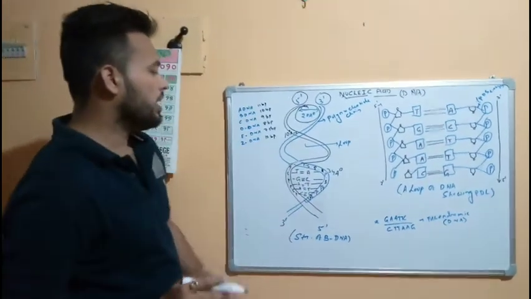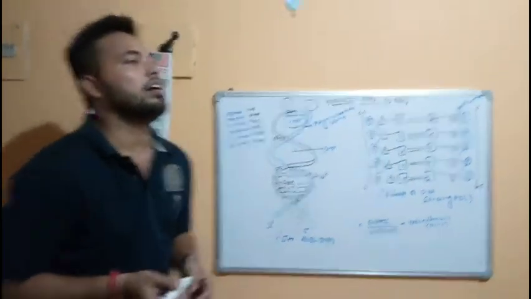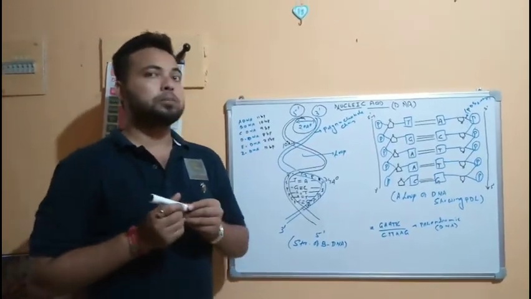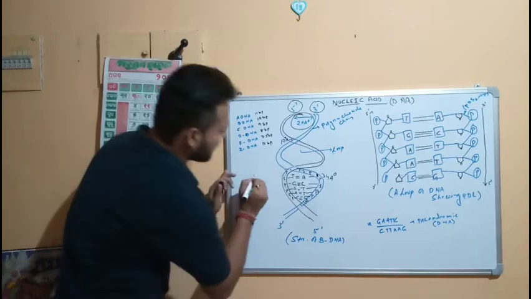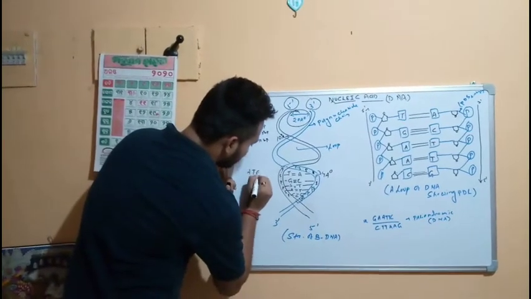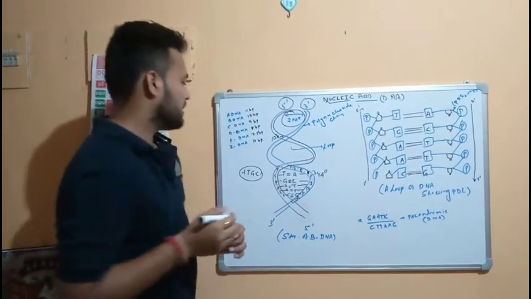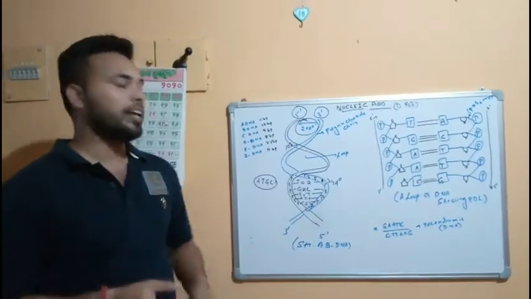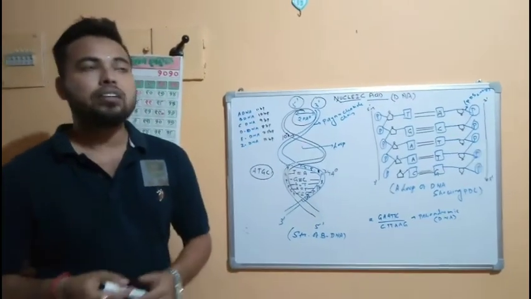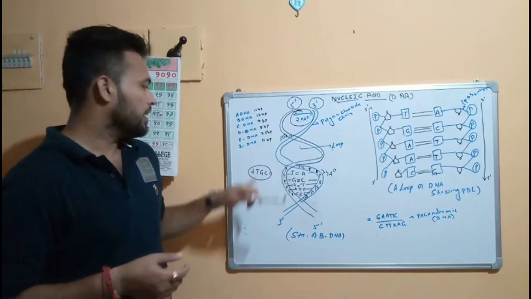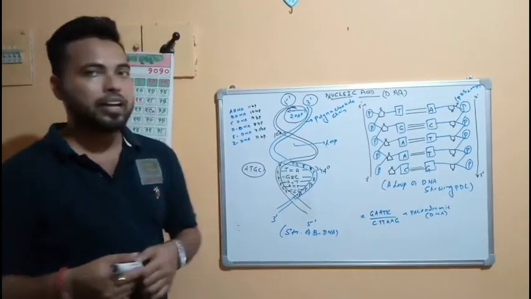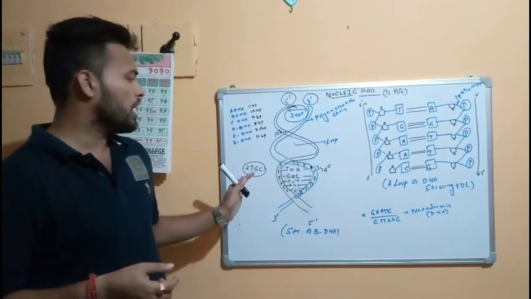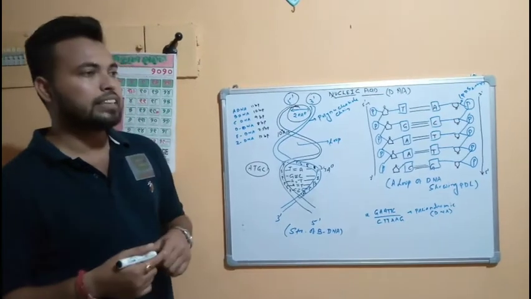And let me then describe the major nitrogenous bases found in DNA, that is mainly A, T, G, C: adenine, thymine, guanine and cytosine. In RNA, thymine is replaced by uracil. So there are mainly four types of nitrogenous bases: A, T, G, C.